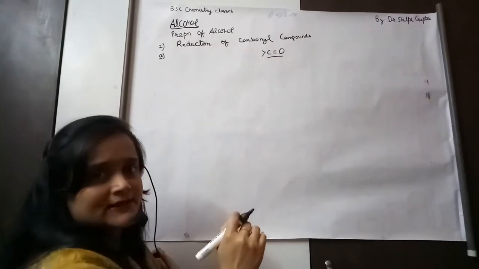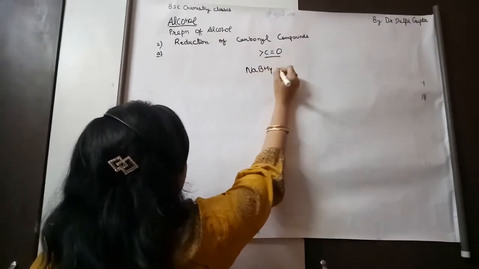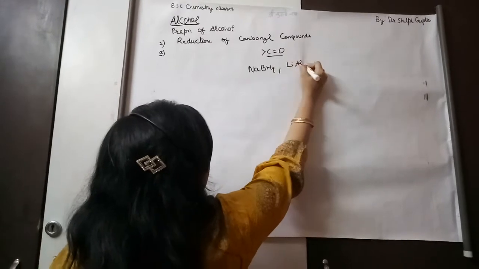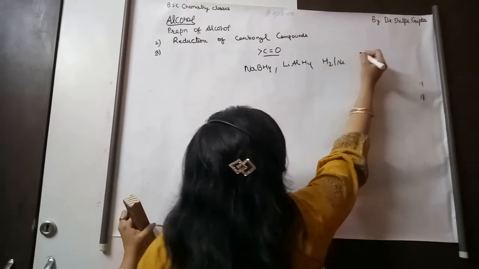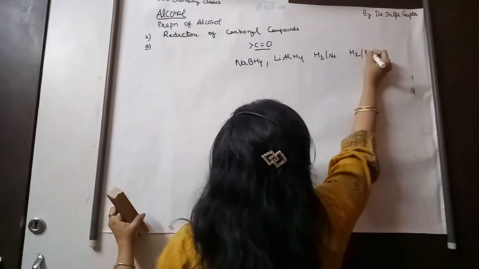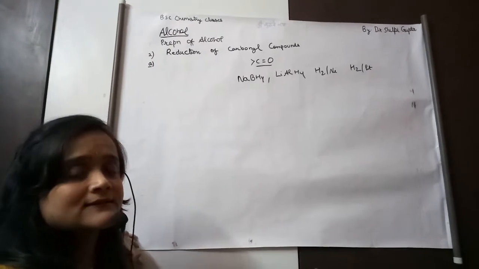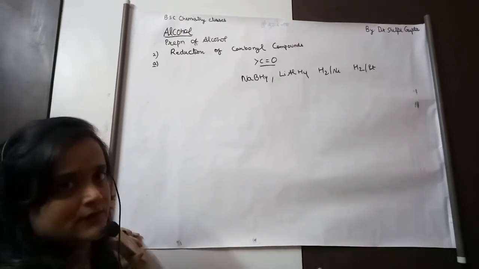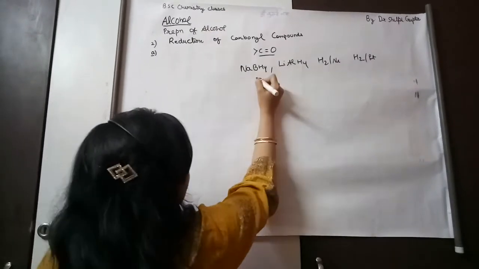Now what are the reducing agents? Like NaBH4, lithium aluminium hydride, and so on. So whenever you see these reagents in a reaction, you should understand this is a reduction reaction. Reduction reaction means addition of hydrogen.